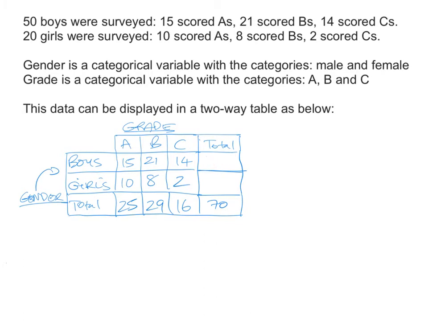The row totals are going to tell you the total number of boys surveyed, which was 50 anyway. We could have found that by adding these three numbers together in the columns, but we don't need to. And the number of girls was 20, and as you can see, these numbers should add up to 70 going across and 70 going down. So there you have it, two-way table displaying categorical data.